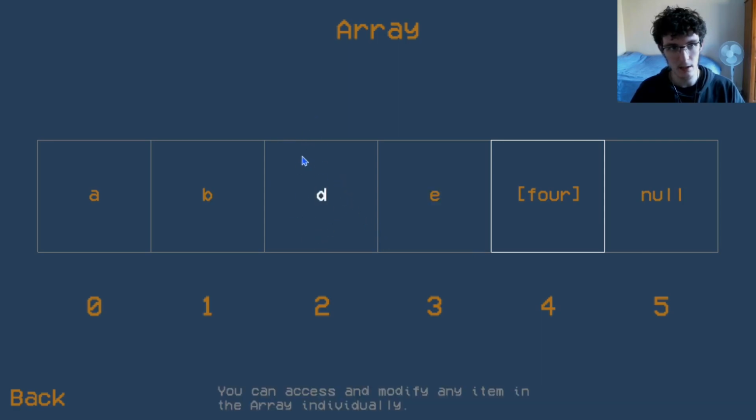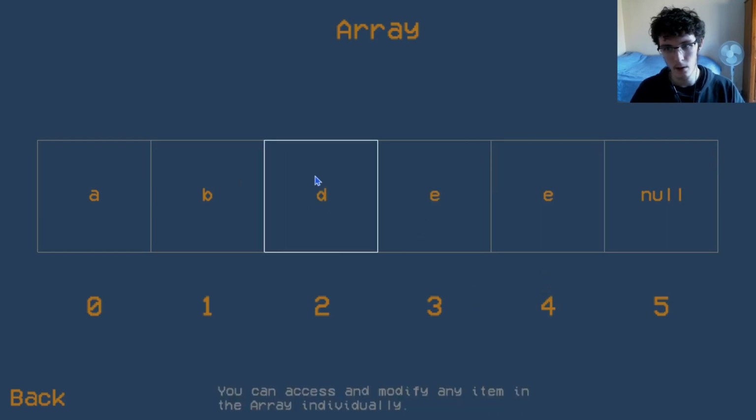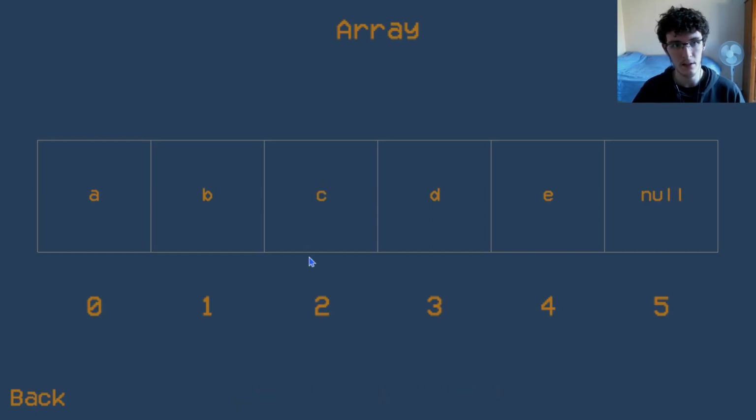So we want C to be right after the B. So we need to shift E along to index 4. We need to shift D along to index 3. And only then can we replace index 2 with the value of C. Insertion is quite involved. We need to shift a load of values out of the way so that we can add the new value in its place.